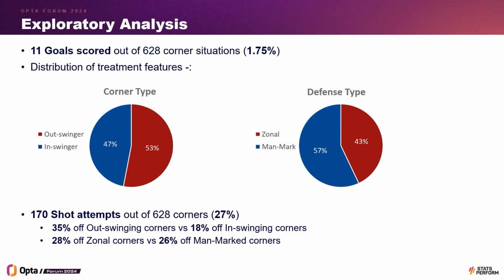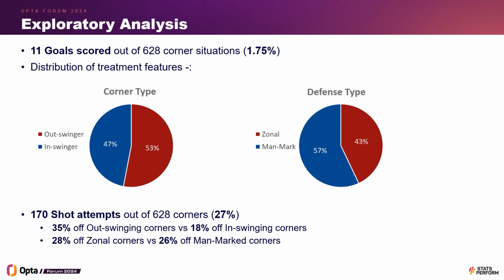For the distribution of shot attempts, we saw that there were more shot attempts coming from out-swinging corners than from in-swinging corners, but there wasn't as big a difference when it came to the shot attempts from zonal corners versus man-marking corners.